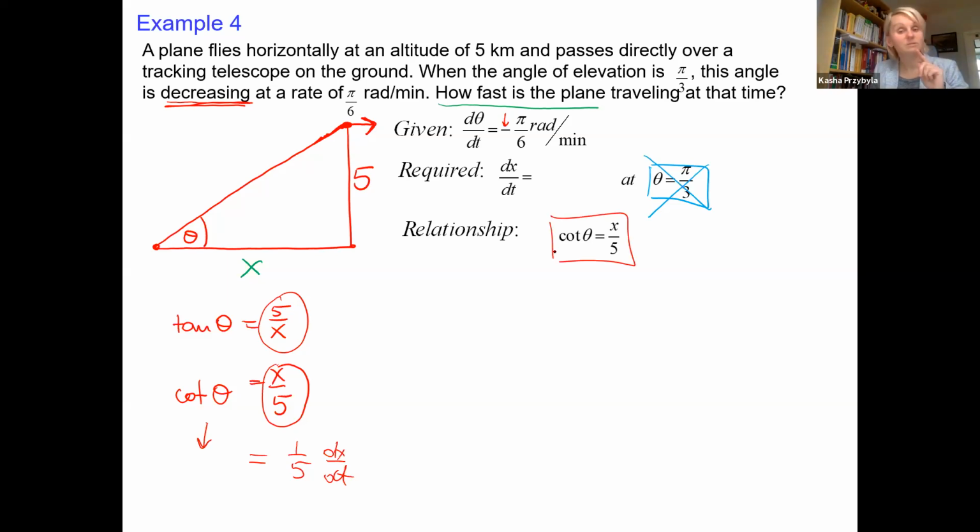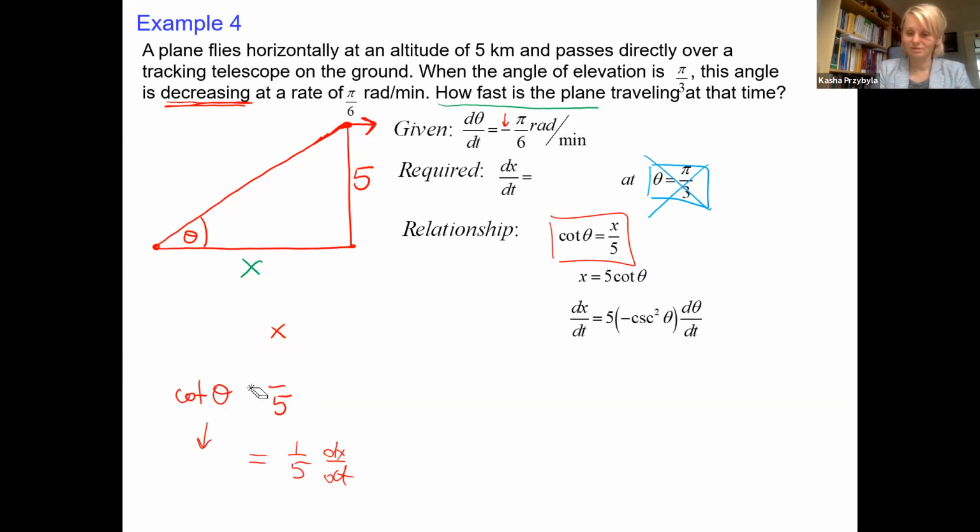My point was, if you have to debate between tangent and cotangent, think which ratio is better. Keep the x on the top. It's always the linear. Okay, that's the derivative now. Oh, I did rewrite. It's okay. I just multiply by 5. Derivative of x is dx dt, 5 is constant. Derivative of cotangent theta is negative cosecant square theta, d theta dt. Let me erase this. Okay, and now we can substitute everything we have.